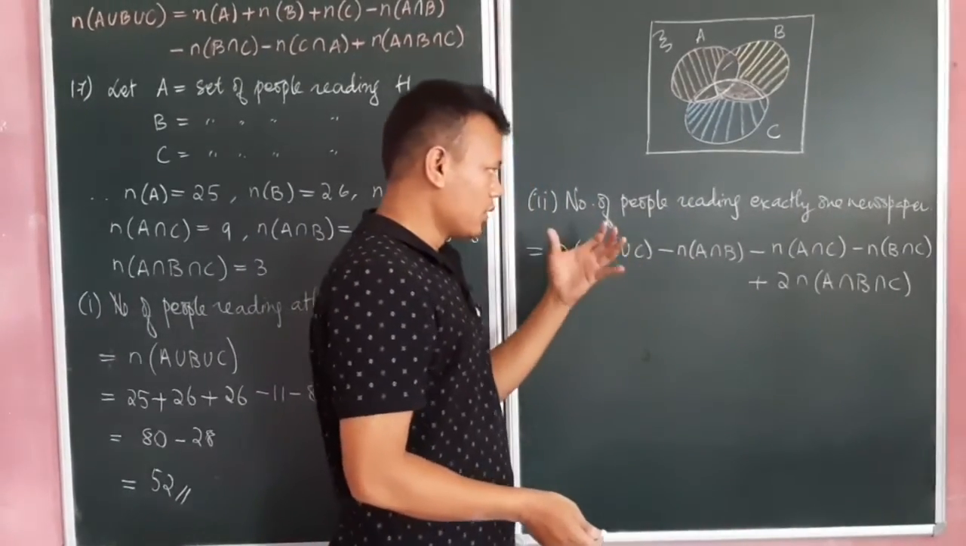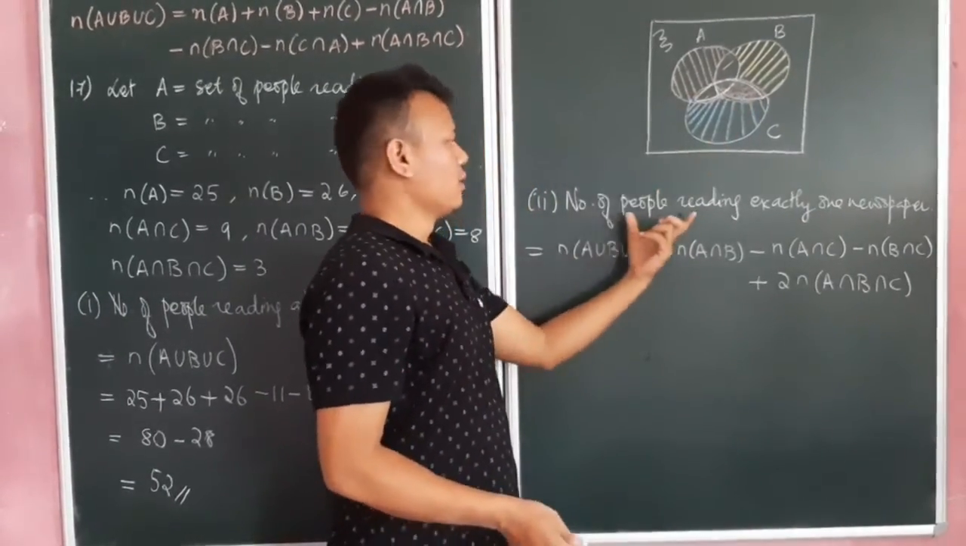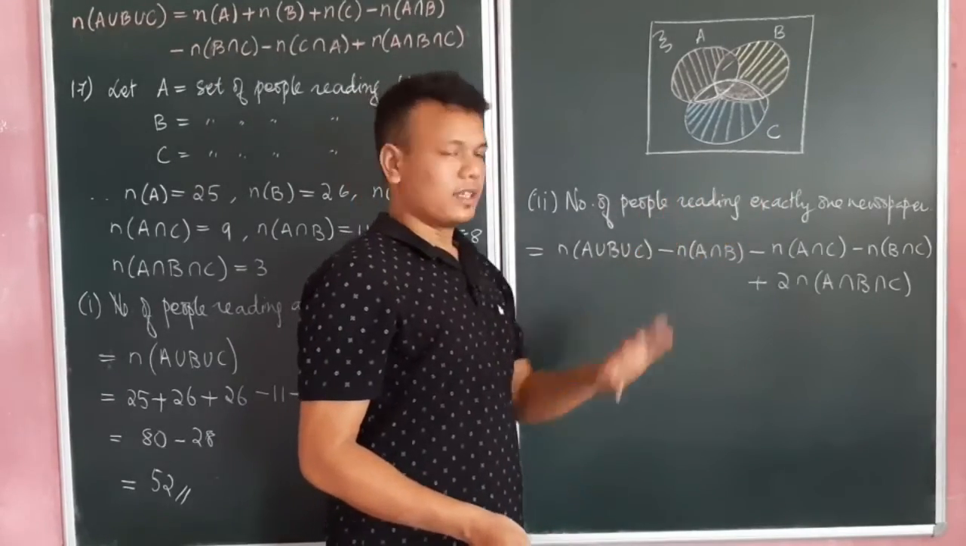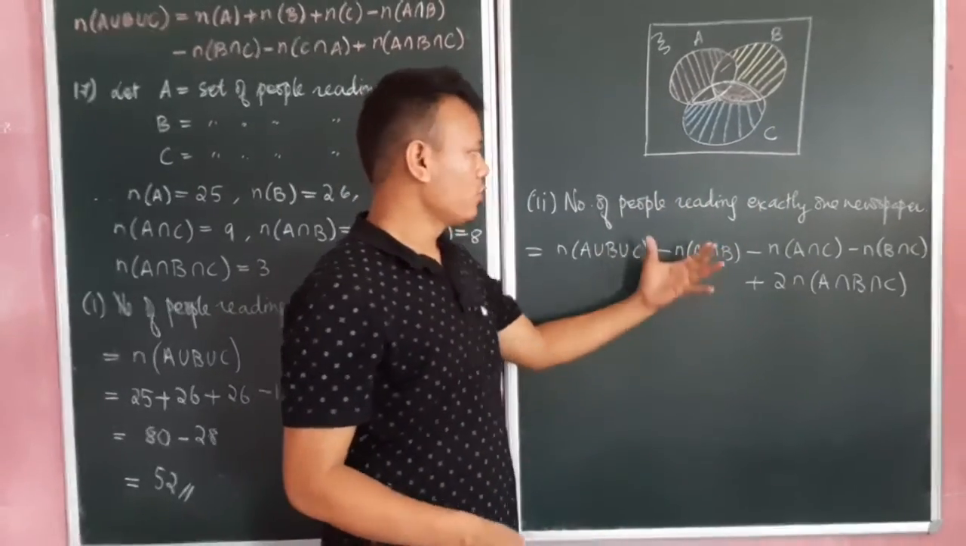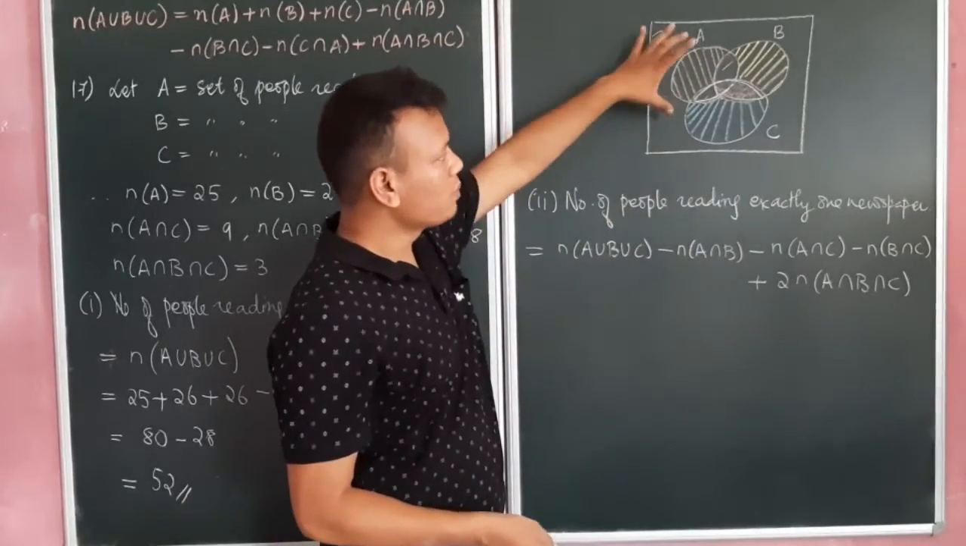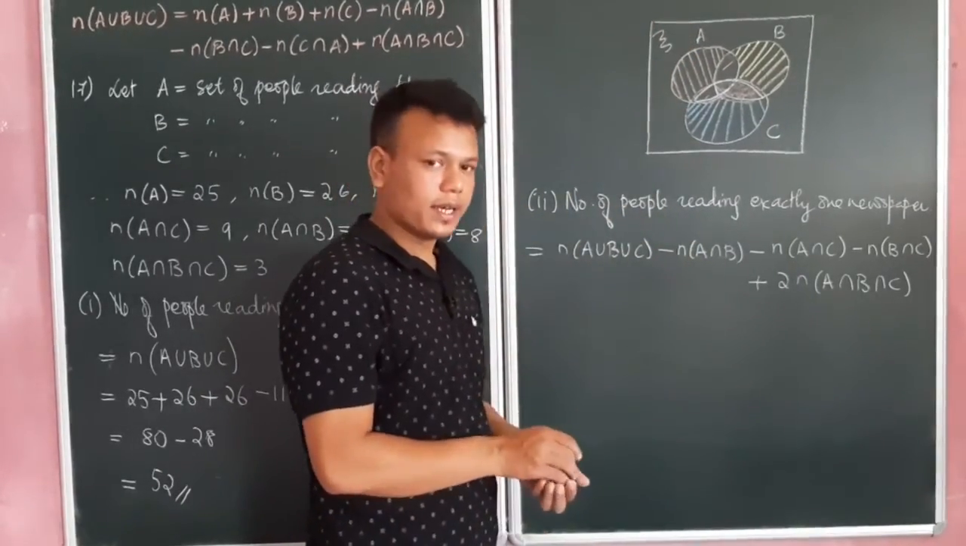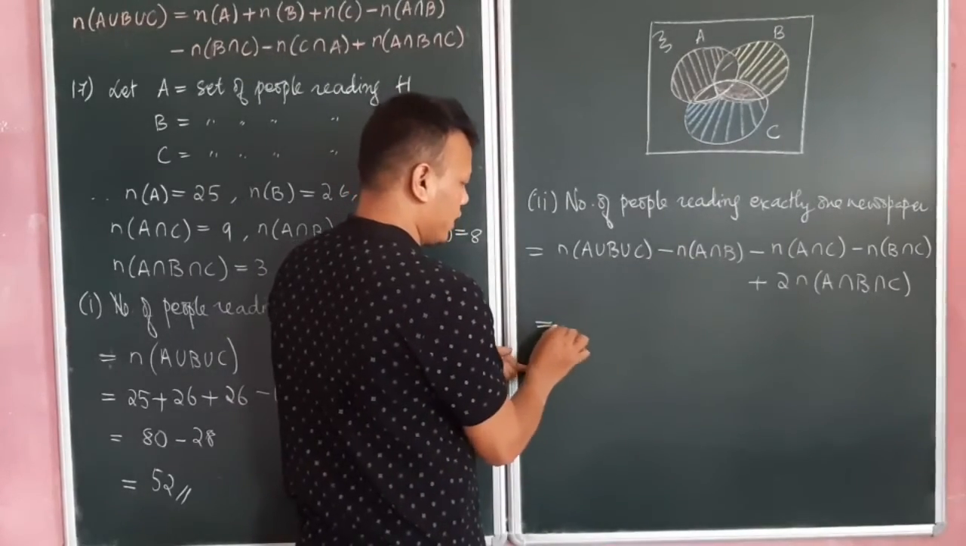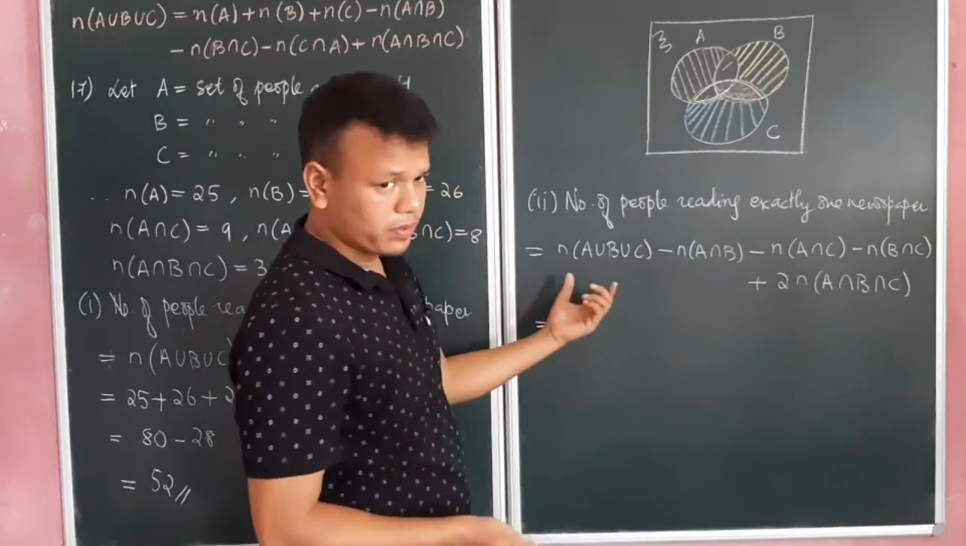Alright, so this is how we find the number of people reading exactly one newspaper, and in other cases also you will see the same cases coming again and again. So it's better to always use a Venn diagram. Okay, so let's put the values in here.